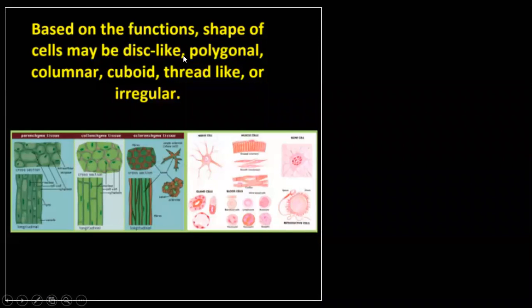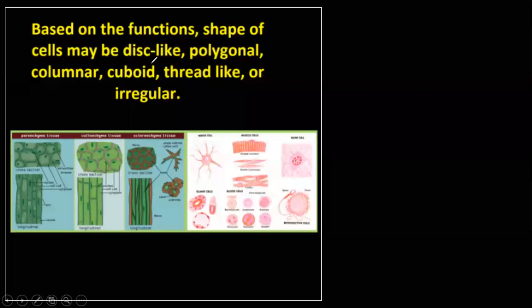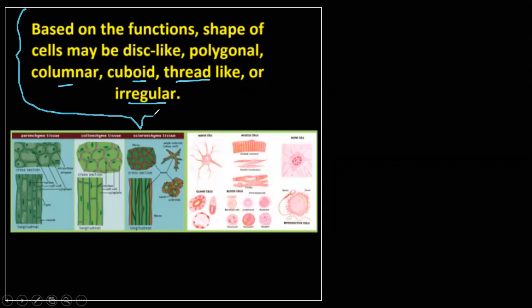Based on the function and shape, cells may be disc-like, polygonal, columnar, cuboid, thread-like, or irregular. So these are the different shapes of cells, based on the different kinds of cells and their function. Clear with that?